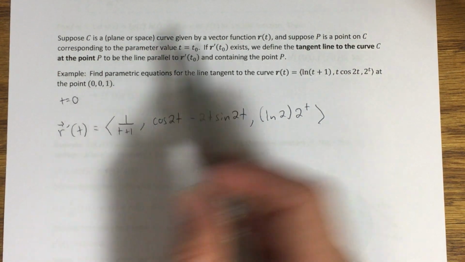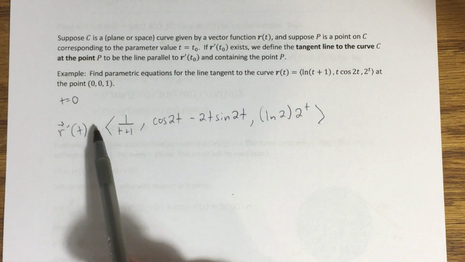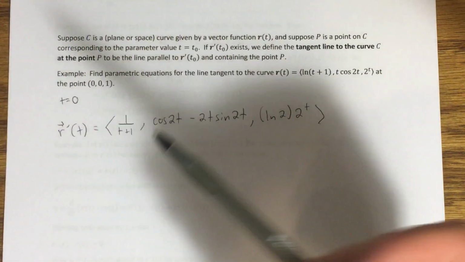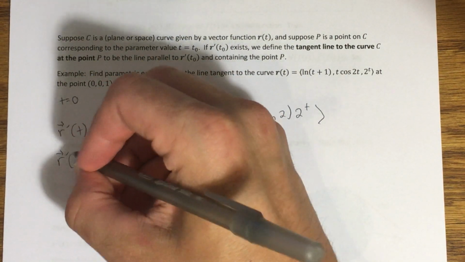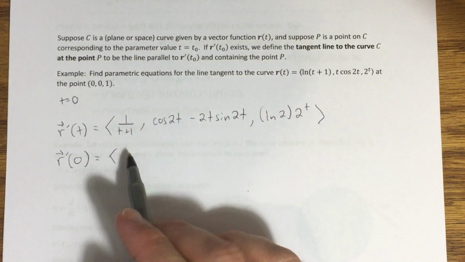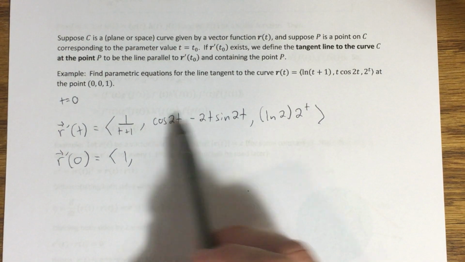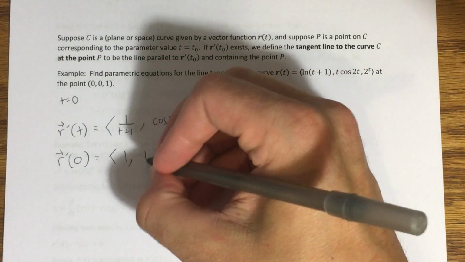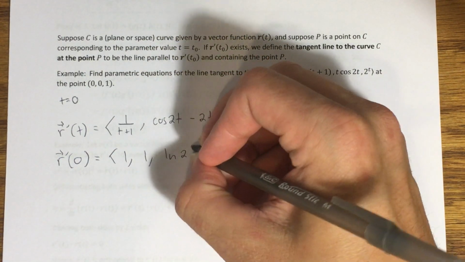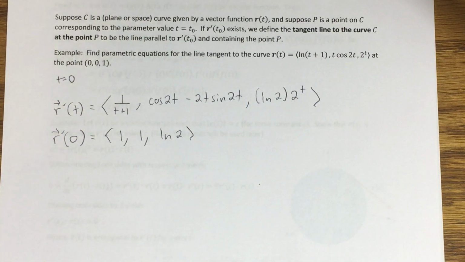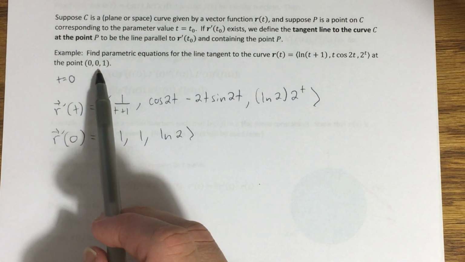Now again, we're looking for a specific tangent line, and we have a parameter value that takes us to the point at which we want to find that tangent line. So t equals 0 is what I plug in here to get that vector that we want to use. Now we need r prime of 0, and this is easy because it's just plugging it in directly. So 1 over 0 plus 1, that's 1. Cosine of 0 is 1 minus 0, so I get another 1. Plug a 0 in here, that becomes 1 times natural log of 2, so natural log of 2. That's what I get.